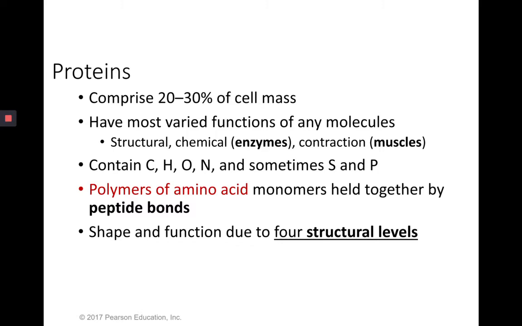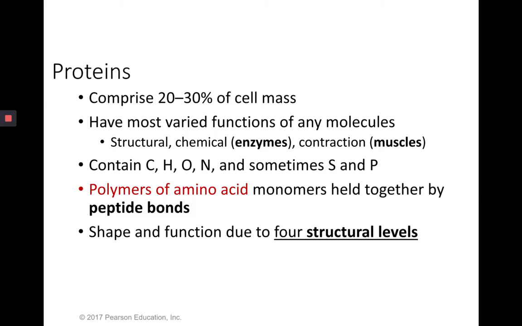Now, for proteins, the monomer is amino acids. So a polymer of amino acids is saying something built up of only amino acids, and that's going to be a protein. The bonds that hold amino acids together in order to build a protein are peptide bonds. And these peptide bonds would be formed via dehydration synthesis.